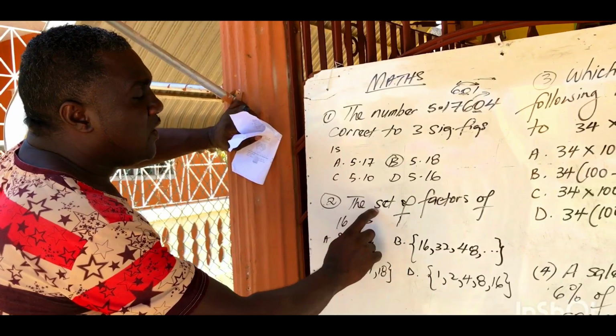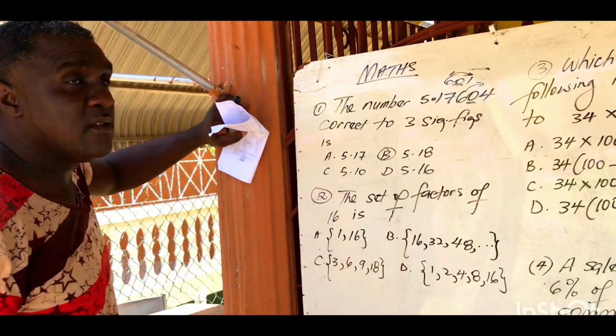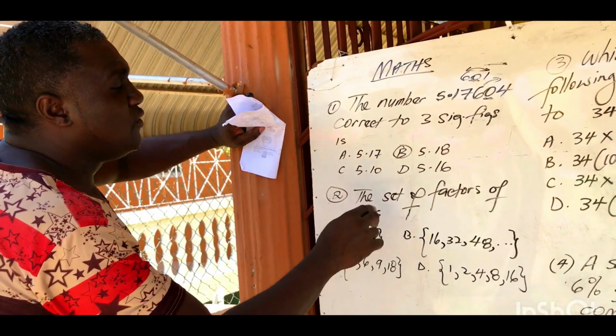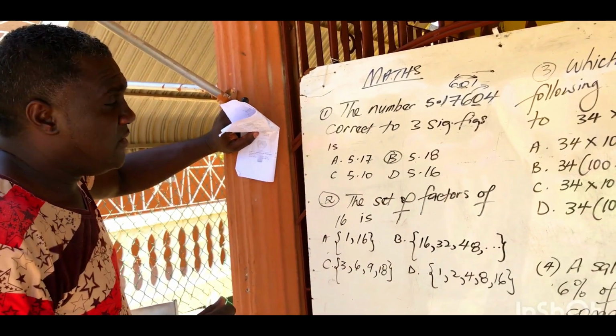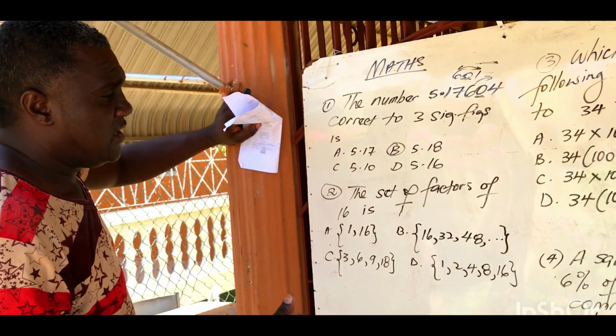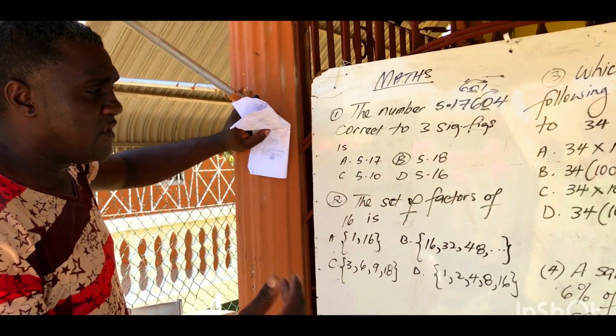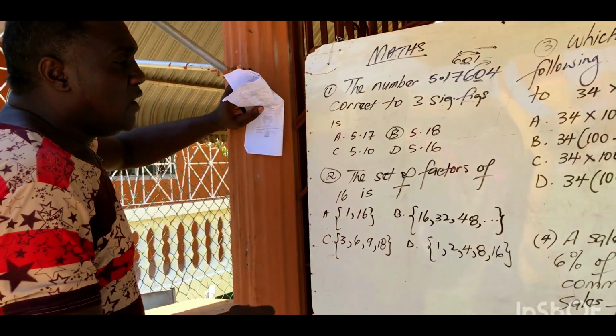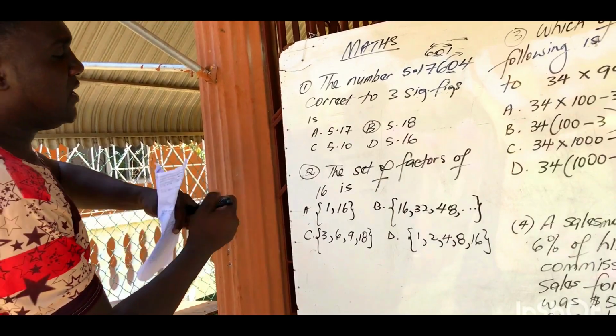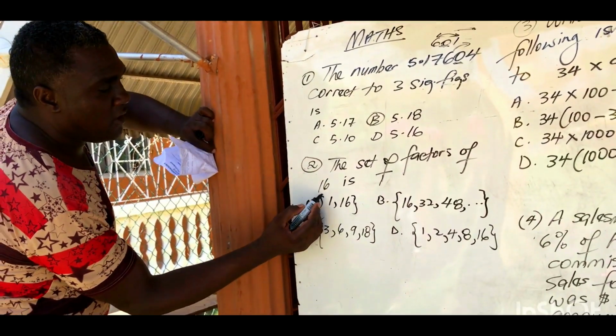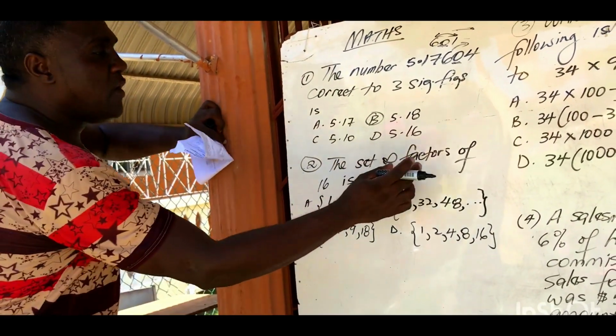Okay, number 2, the set of factors of 16 is. First, you need to know what a set is. A set is a collection of items, objects, or things that usually share things in common. And a set is represented by curly brackets. Now here we have factors.